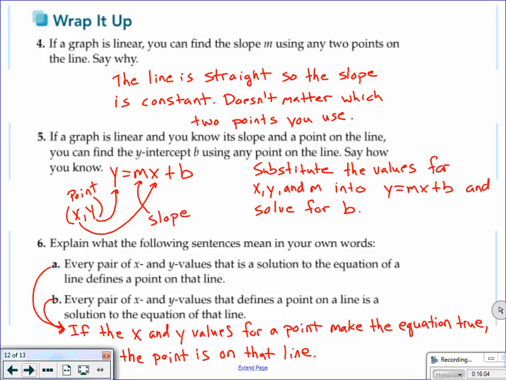Number 6, basically saying the same thing here. If the x and y values for a point make the equation true, that means the point is on the line. So I can go either way. If the point is on the line, it's going to make the equation true. You can look at it that way as well.